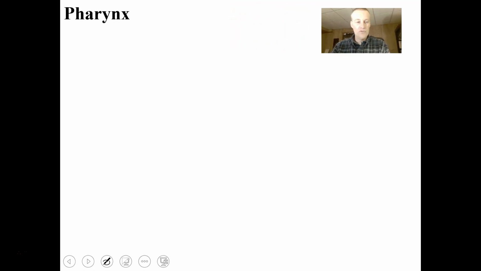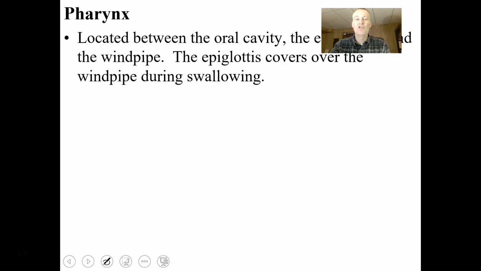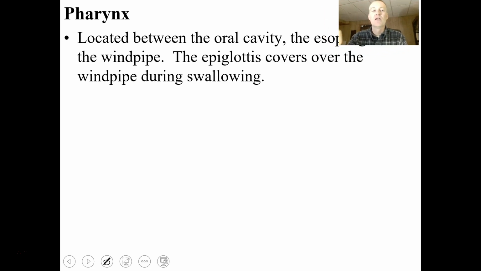All right, so moving on through a little bit more, we get to the pharynx, which is kind of like the back of your throat, and this is located between the oral cavity and the esophagus. It's also located between the oral cavity and the windpipe, and there is a fold of tissue called the epiglottis that can cover over the windpipe whenever you swallow. The windpipe is anterior; it's in the front side. The esophagus is posterior, right behind the windpipe. So every time you swallow, if you don't close over the windpipe, food will go into it, and that causes real problems.